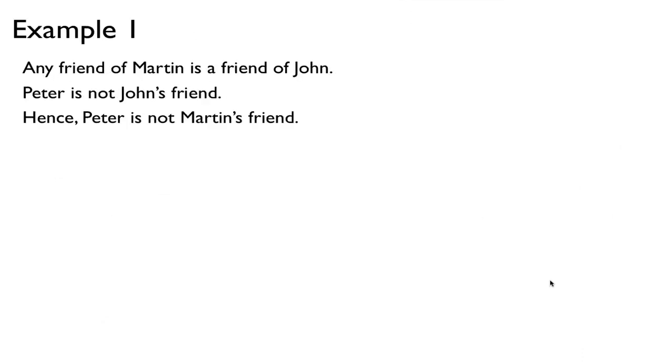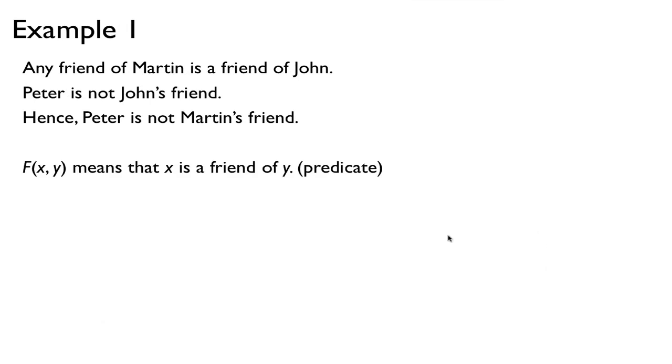Okay, so let's see how we can use those two new symbols to express the ideas that we saw in the previous examples. This is: any friend of mine is a friend of John. Martin is a friend of John. Peter's not John's friend, therefore Peter is not Martin's friend. So let's come up with some symbols. We're going to say f of x y. Later, when we formalize this, this is called a predicate.